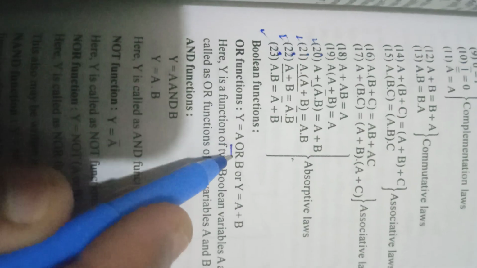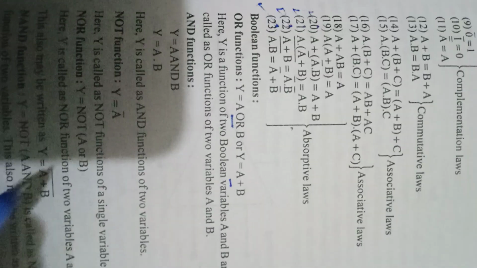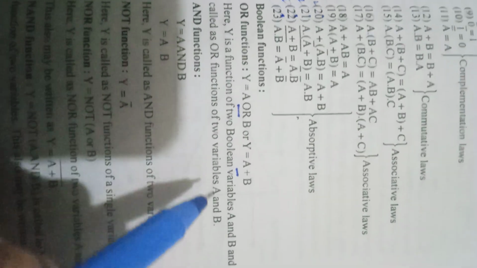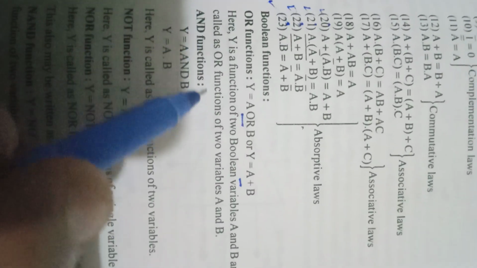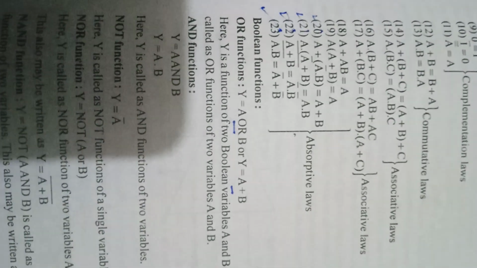OR stands for plus here. So you take the plus sign here. Y is equal to A plus B. And here y is a function of two Boolean variables A and B, and it is called an OR function of two variables A and B.